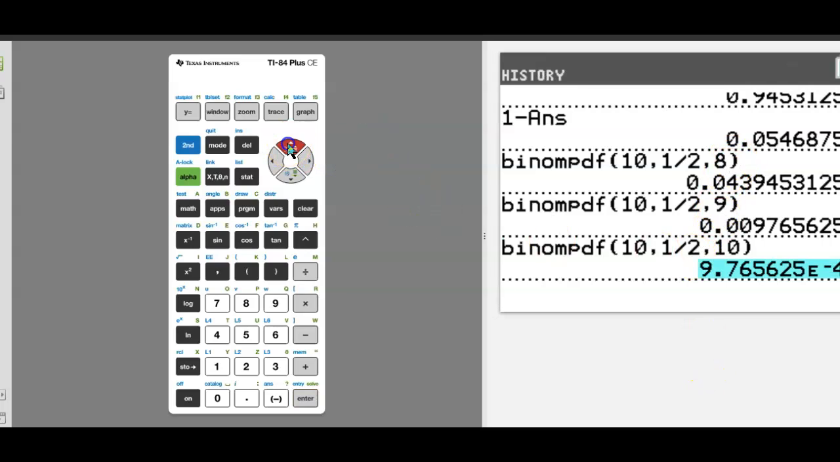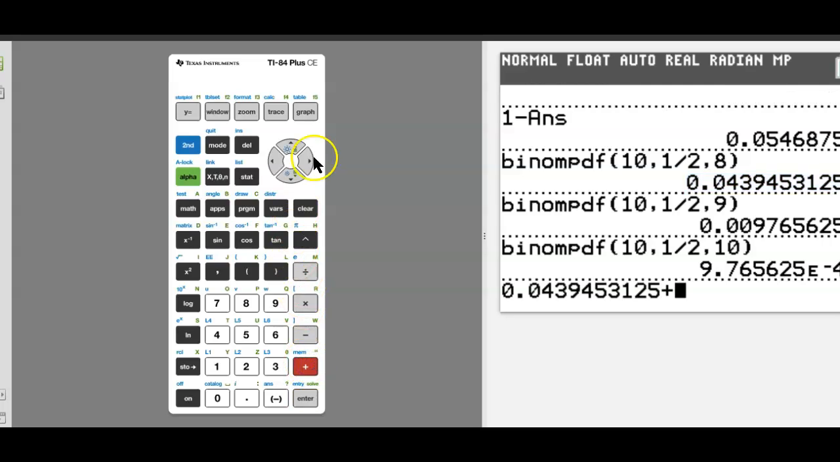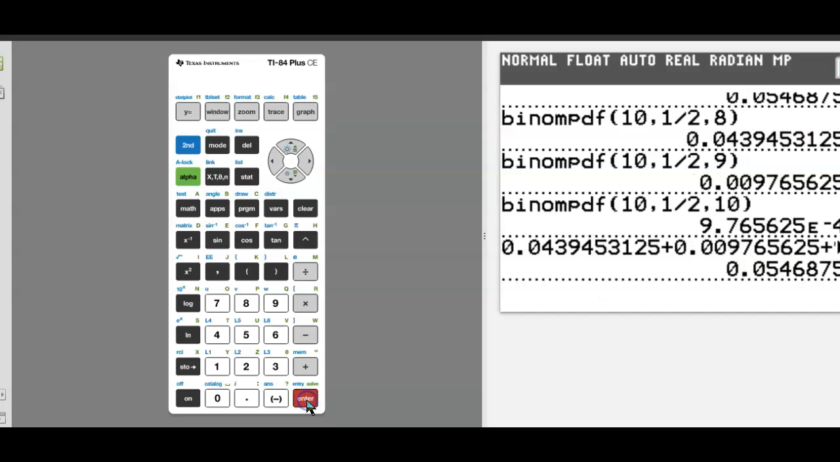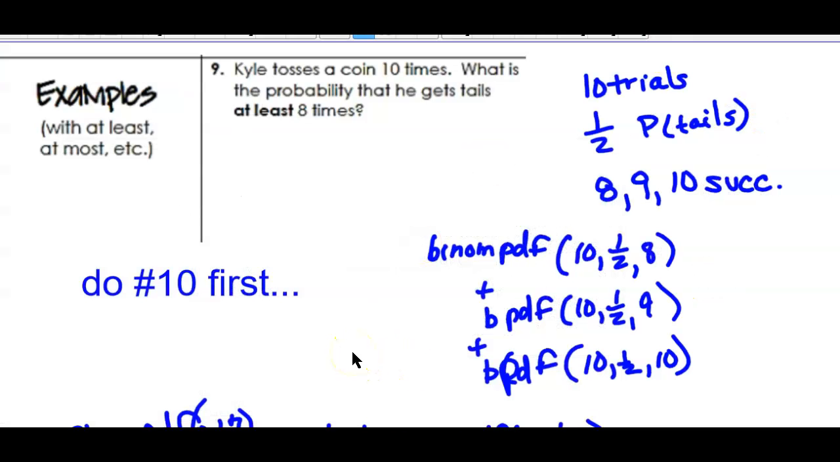Now they're very small numbers here. The bottom one looks big, but it's in scientific notation. There's almost no chance you get 10 out of 10. So it's a very tiny number. It's 0.00009 that you would get 10 out of 10 tails. But if you add those 3 probabilities up, you will get the same as we did up here when we did 1 minus the combined. So we got 0.0546 or 0.055.